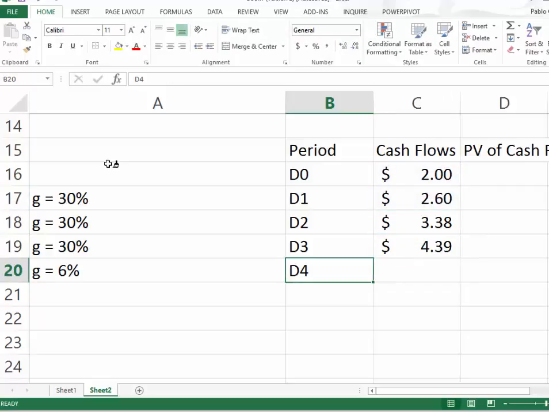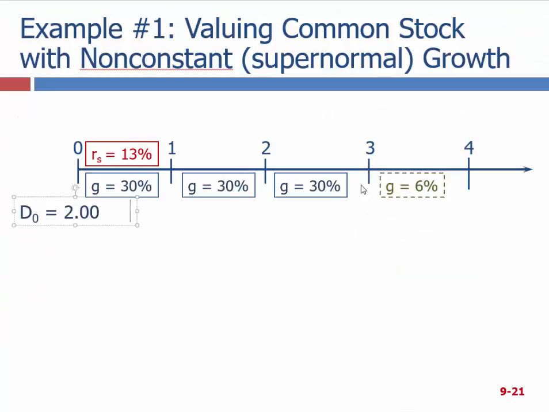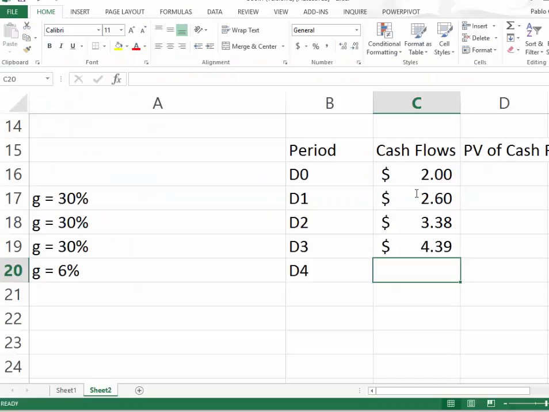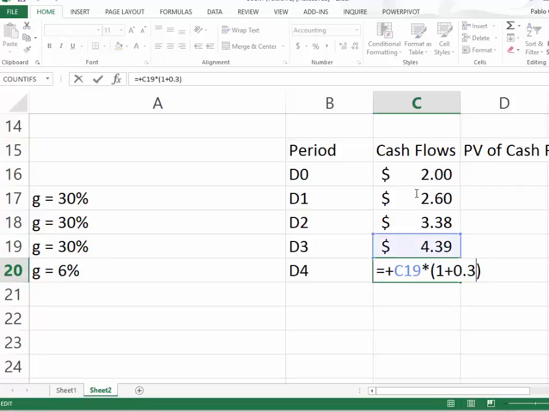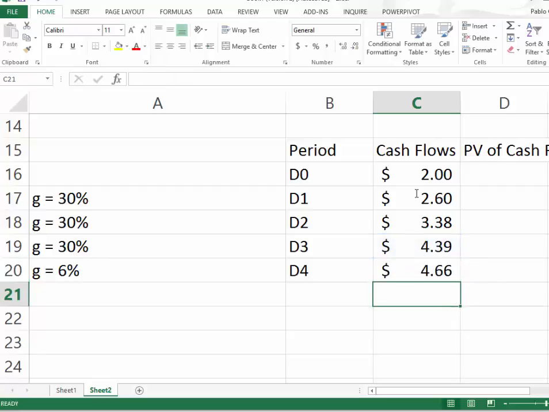After this point, D4, they grow at 6%. So here is where we reach. Why do we need D4? Because we're going to find the terminal value, or the horizon value, at this point. So D4 will be equal to this, but I can copy and paste it and then edit here, because it's growing at 6%, not at 30%. So we found D4 as well.